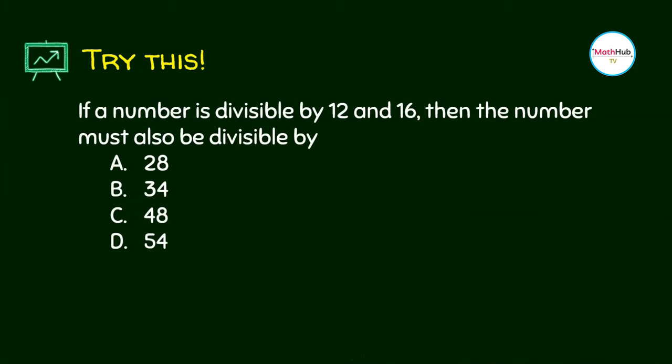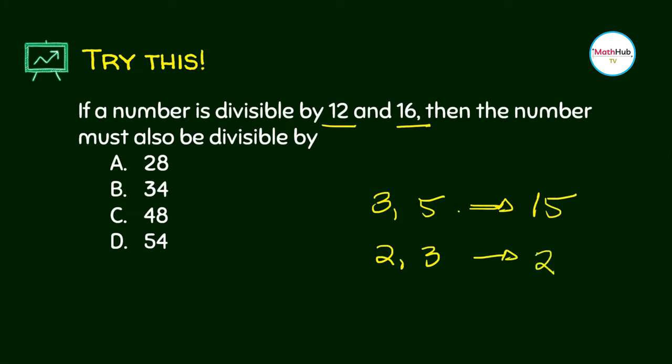If a number is divisible by 12 and 16, then the number must also be divisible by what number? Let's start with a smaller number. If a number is divisible by both 3 and 5, then it is divisible also by 15. If it's divisible by 2 and 3, it's also divisible by 6. If it's, let's say, 4 and 10, is it divisible also by 40? Is it automatic? No. The answer is that it is divisible by 20.